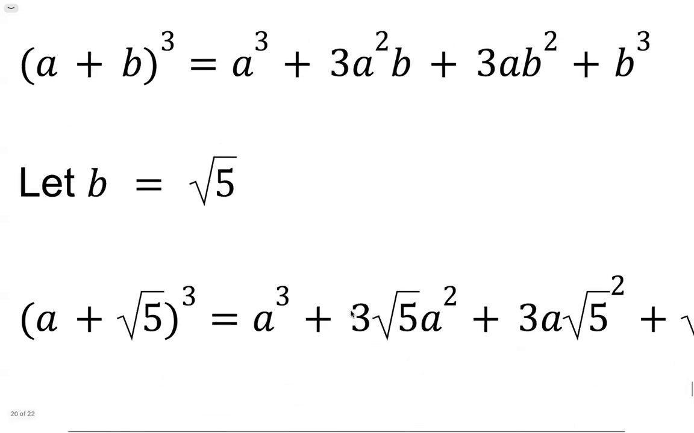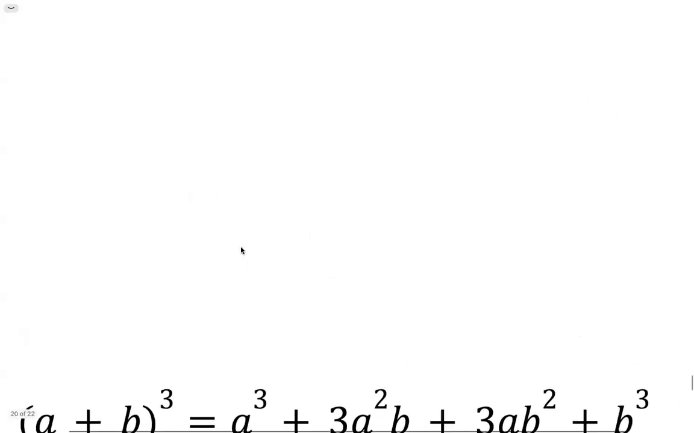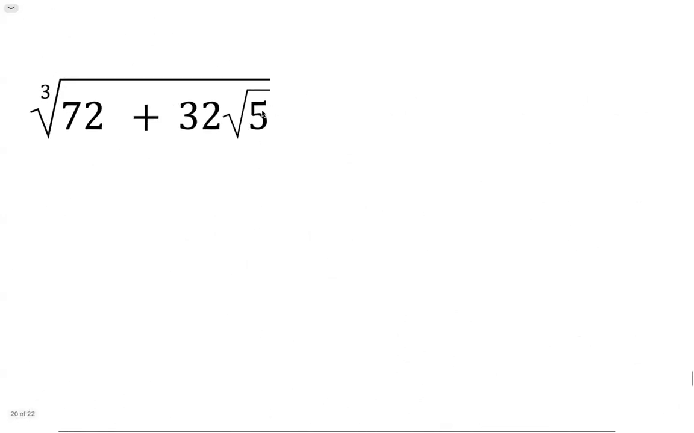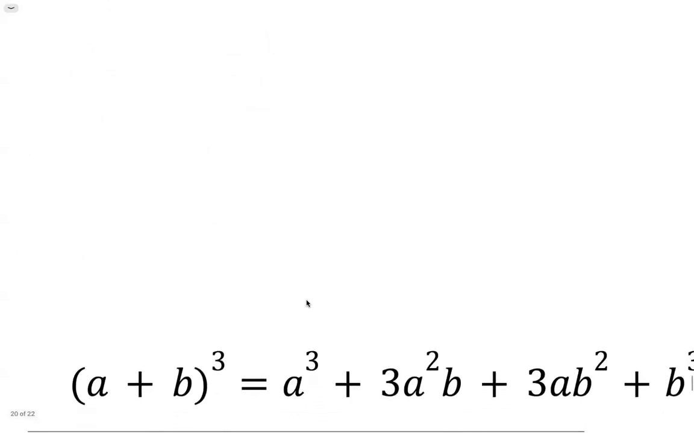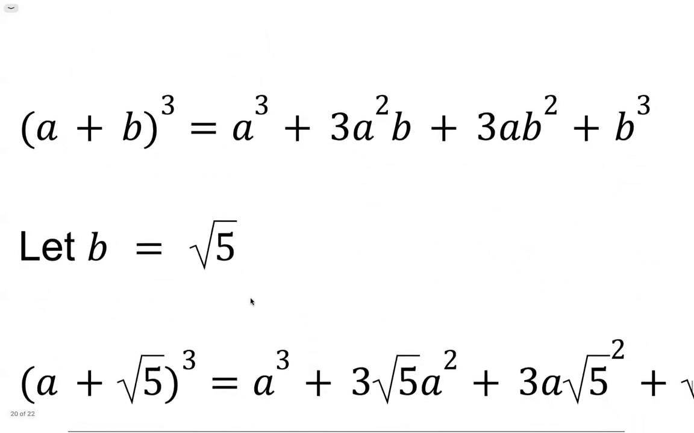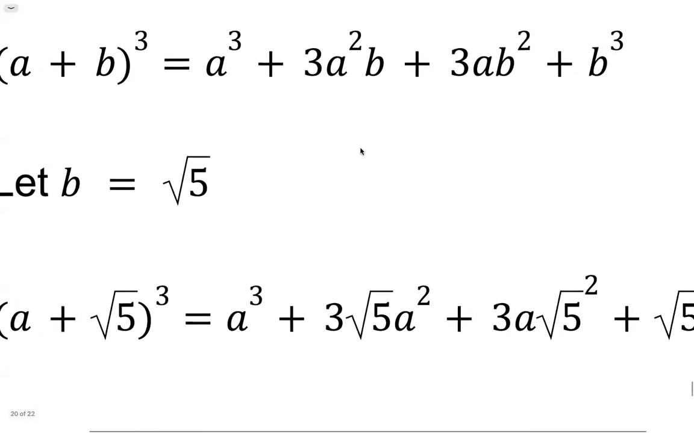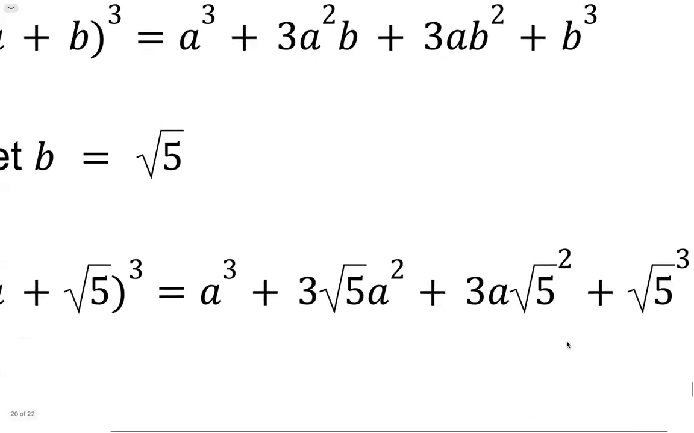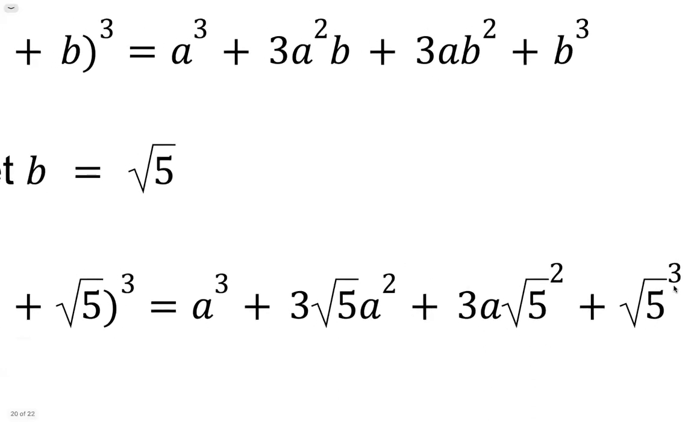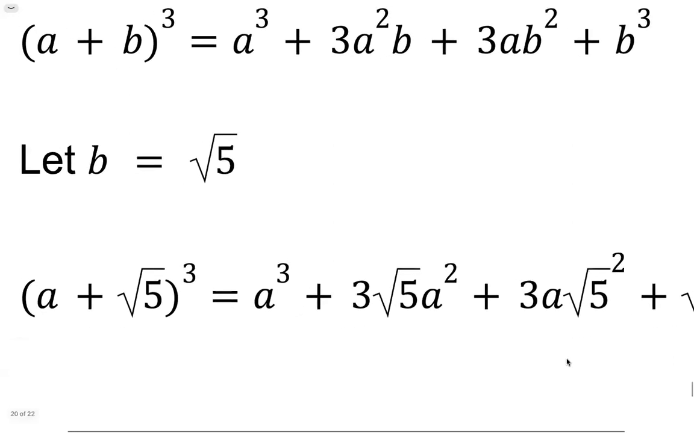So now we want b to be the square root of 5. Why? Because in the question, we see the square root of 5 is in here. So we let the second term be the square root of 5, and we can substitute for those b's. So 3a squared b becomes 3 radical 5 a squared. And 3ab squared becomes 3a times radical 5 squared, which is 5, so 3 times 5 gives us 15a. Then radical 5 cubed is 5 radical 5.